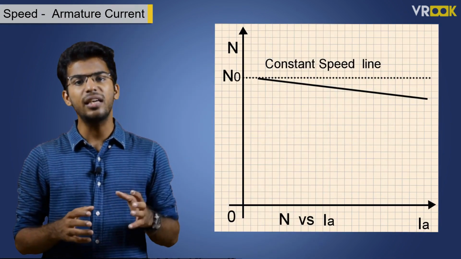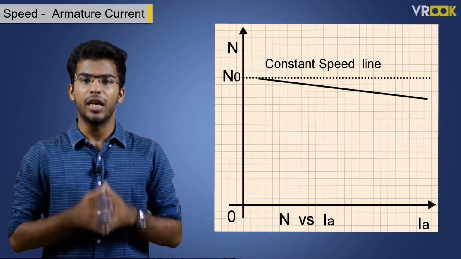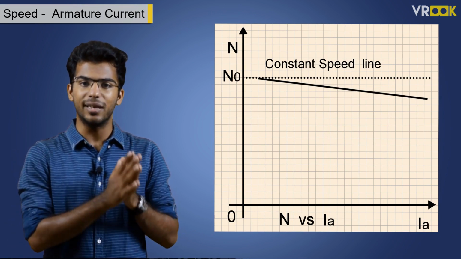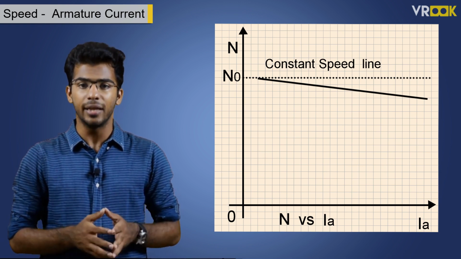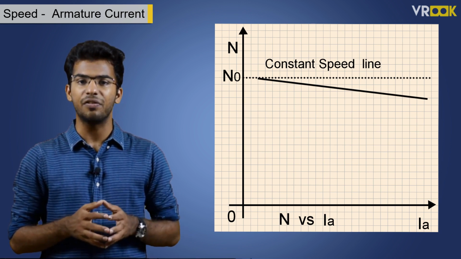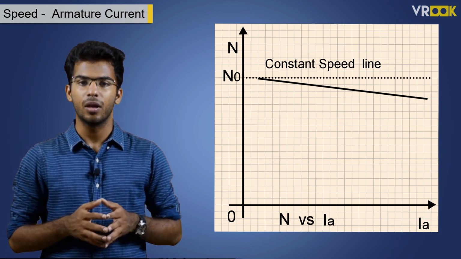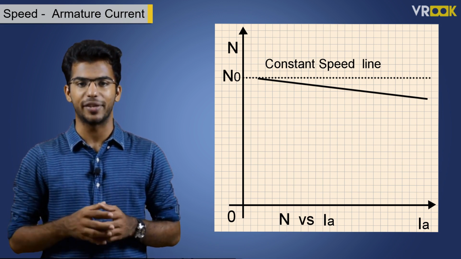This means the speed will be constant in a DC shunt motor. For the same reason, it is called a constant speed motor. We can see the constant speed line in the graph. However, in practical motors, there will be a slight drop in the back EMF over a period of time and hence the speed will drop gradually. As we see in the graph, it will be dropping. The speed drop will be around 5 to 15% over a period of time.